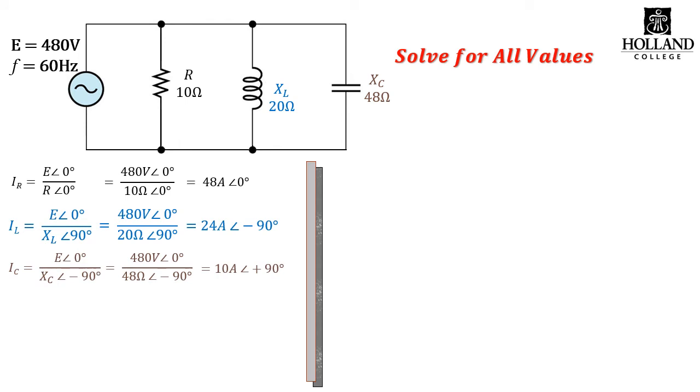When we go through and calculate out all our individual branch currents, we end up with 48 amps resistive, 24 amps inductive, and 10 amps capacitive. When you take the difference between the capacitive and the inductive circuit, you end up with a net 14 amps inductive. When you vector sum your resistive current and your net inductive current, the result is 50 amps, at a lagging 16.26 degrees.